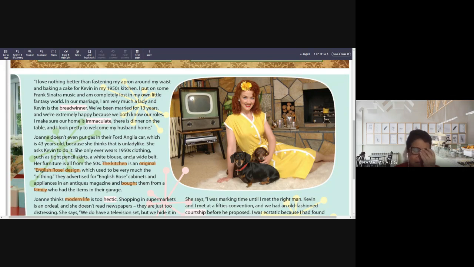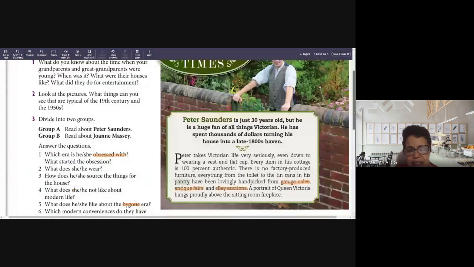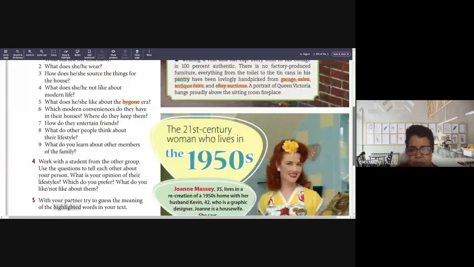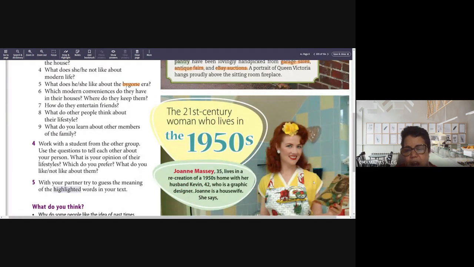Very typical. The kind of skirt we are talking about, tight pencil skirts, are those very tight skirts that people used to wear in the 50s. Okay, very typical. And the dresses are very typical. You know, these yellow dresses.